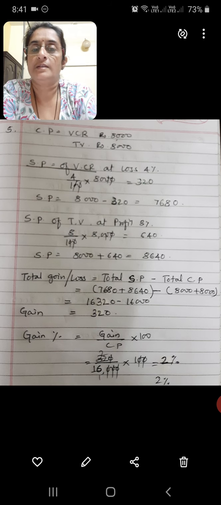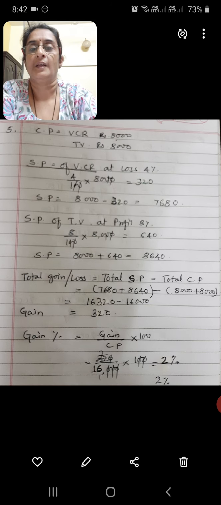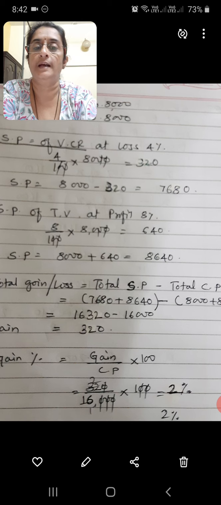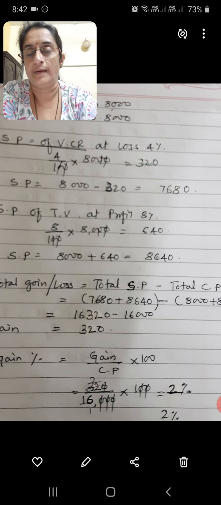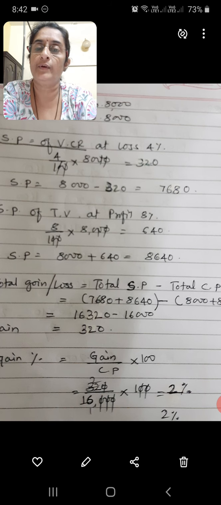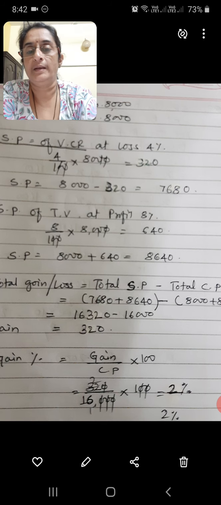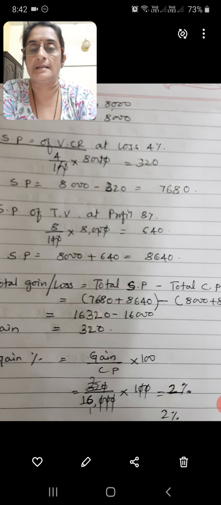So selling price of the VCR at loss 4%. 4 upon 100 into 8,000, that gives you 320 rupees. So he has got 320 rupees less on the VCR. So selling price will be definitely lesser, because when it is profit, selling price will be more, and when it is loss, the selling price will be lesser. Now see here, selling price 8,000 minus 320, that is 7,680. Here it is a loss.